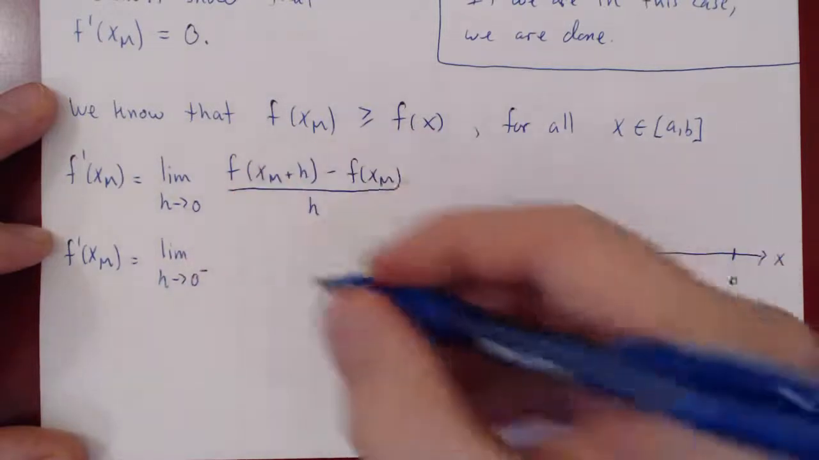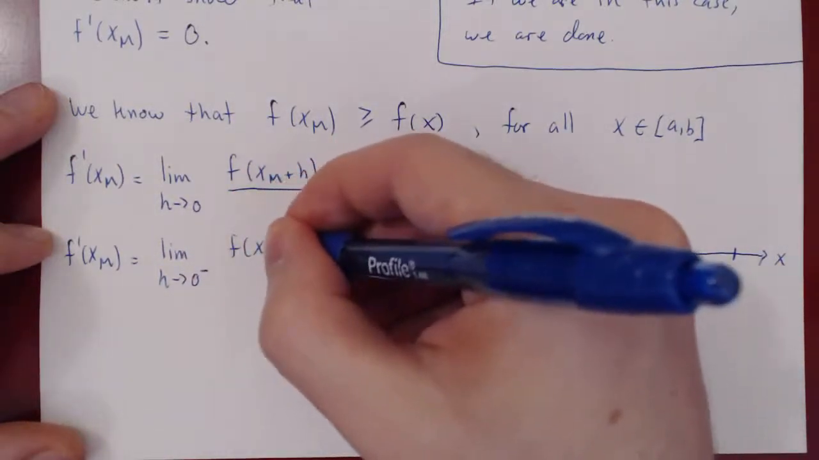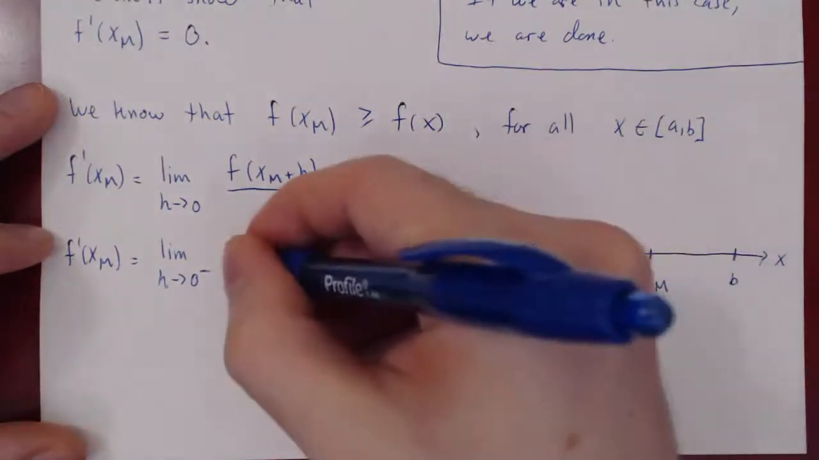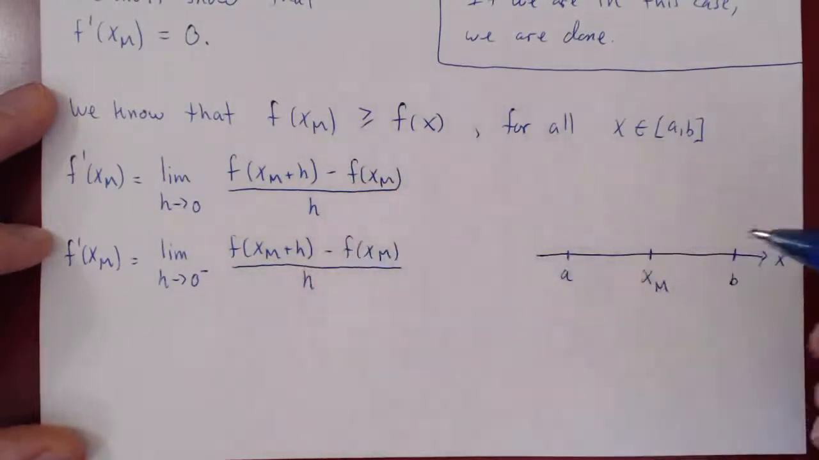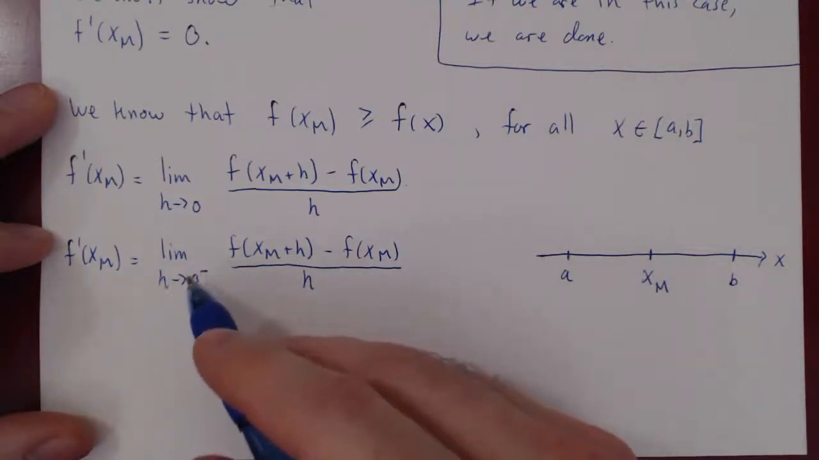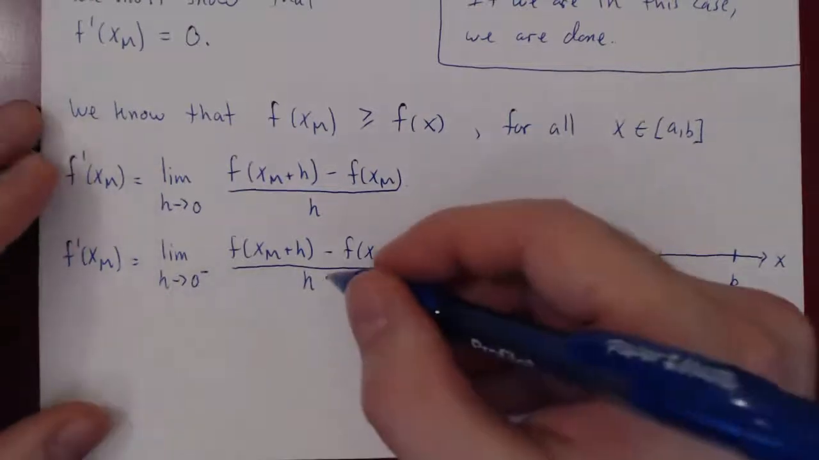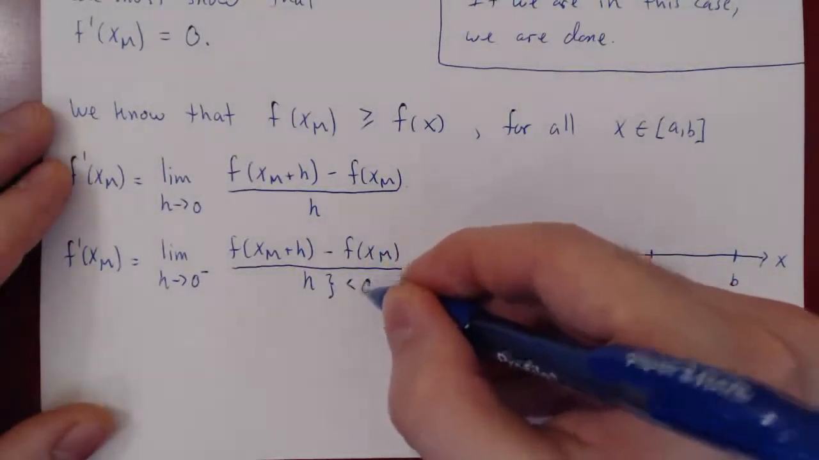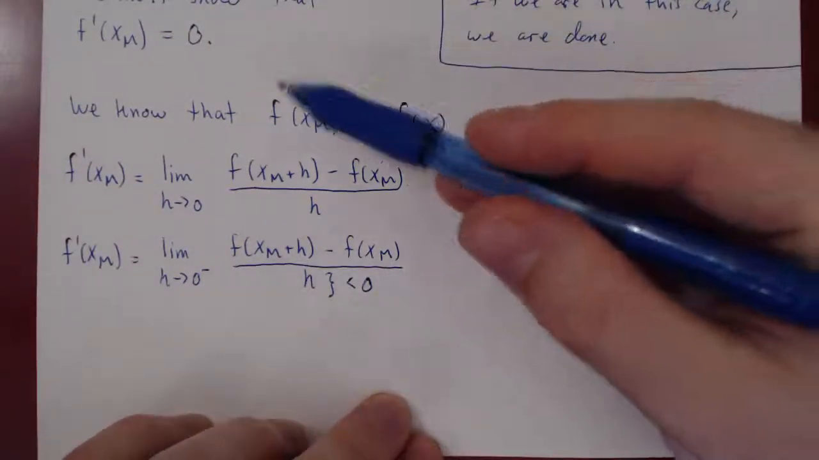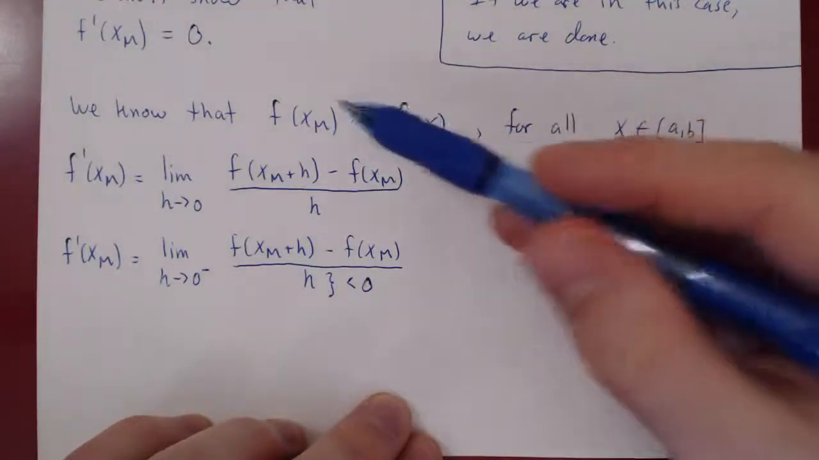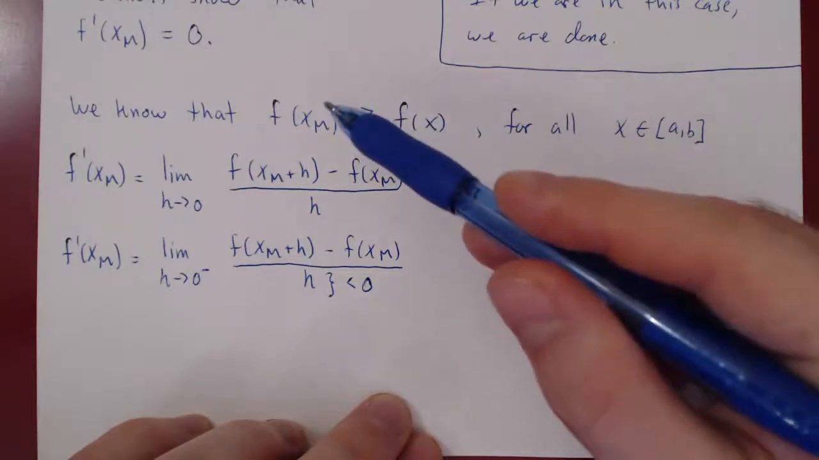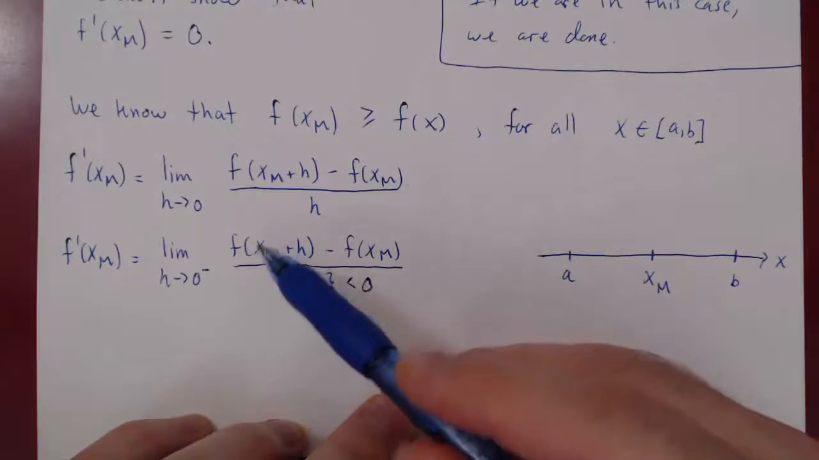So let's see now. We are approaching 0 from the left, and we consider f of xm plus h minus f of xm over h. And let's see what's interesting here. Look at your denominator. Because h approaches 0 from the left, h is negative, so our denominator is strictly less than 0. Look now at your numerator. f of xm is the largest possible value attained by the function f. f at any other point is less than or equal to f of xm.